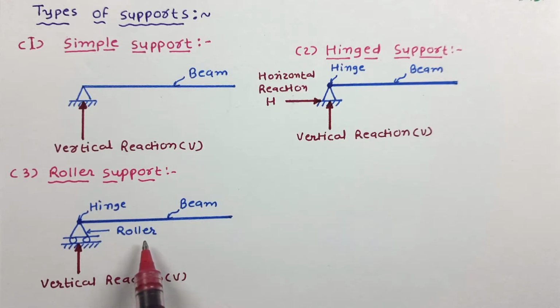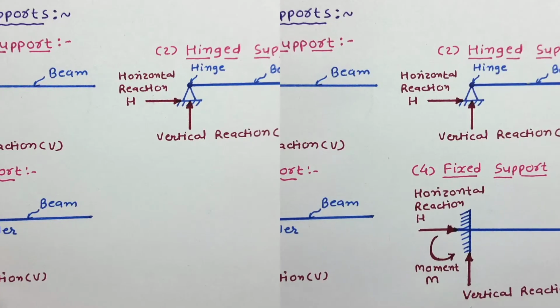This type of support is provided at the end of a bridge because due to the braking action of vehicle, the inclined force is acting. In that case, the bridge slab slides over the roller support and the damage to the pier can be avoided.